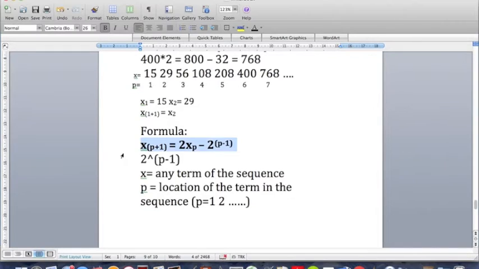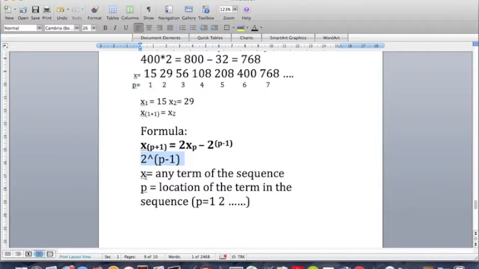Alright guys, so here's our formula for the sequence we worked on, and it goes like x_(p+1) equals 2x_p minus 2^(p-1). I understand that this could be troubling for a lot of you, so I'll try to explain it as much as possible. So p plus 1 here is a subscript, and p here is subscript as well, but p minus 1 is superscript, so you can also write this part exclusively. You can punch it into your scientific calculator as this.